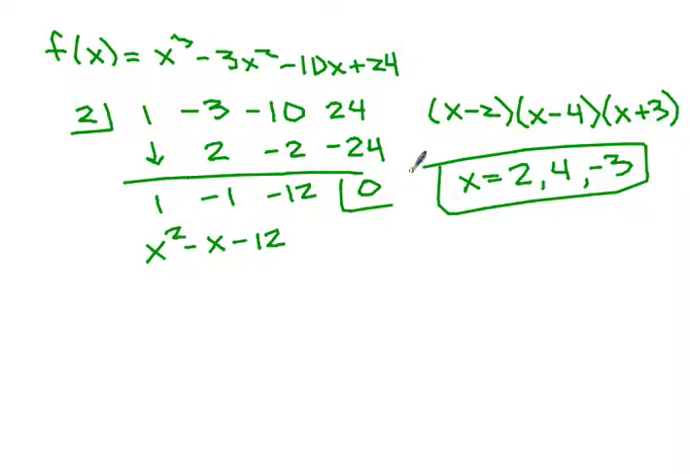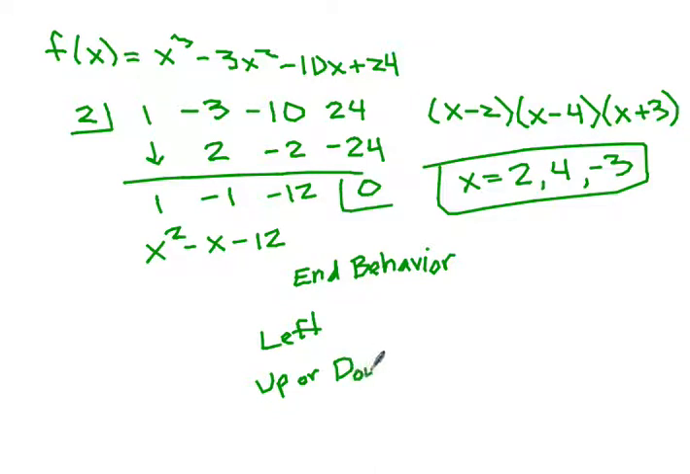Then I'll ask you, based on this function, what's your end behavior? And just so you know the way it will be asked, I will ask you left side, up or down, and I will ask you right side, up or down. And you will have to circle one of them.